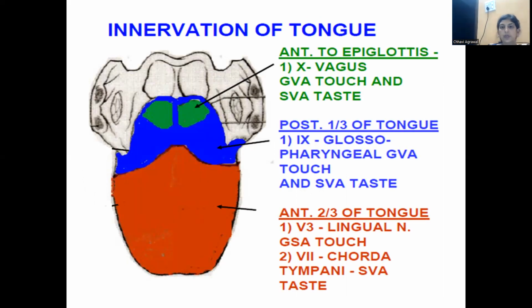The innervation of the tongue. The anterior two-third part of the tongue is supplied by the branch of trigeminal nerve, that is lingual nerve. The taste sensations carried through the chorda tympani, that is the branch of facial nerve. The posterior one-third part or base of the tongue is supplied by the ninth and 10th cranial nerve, glossopharyngeal and vagus. And the posteriormost part of the tongue is supplied by the vagus nerve.